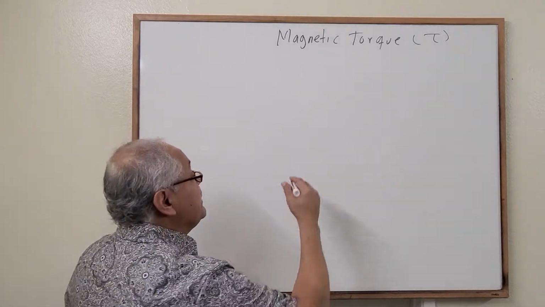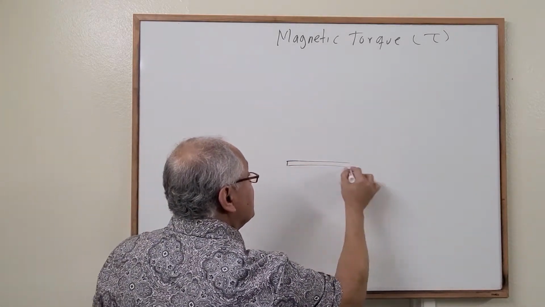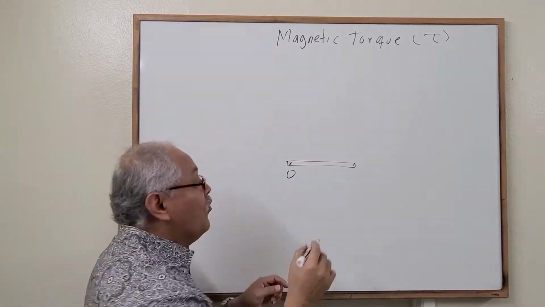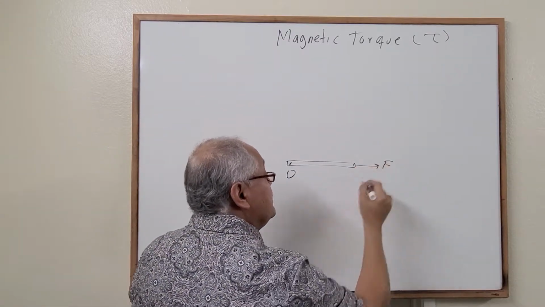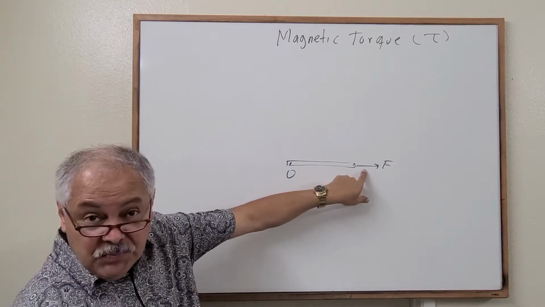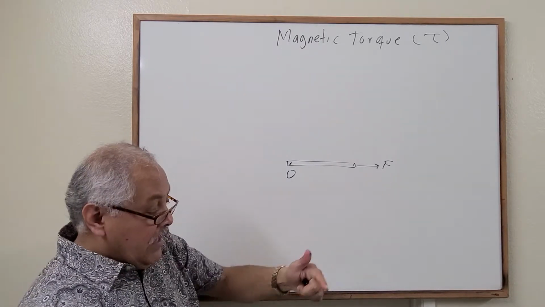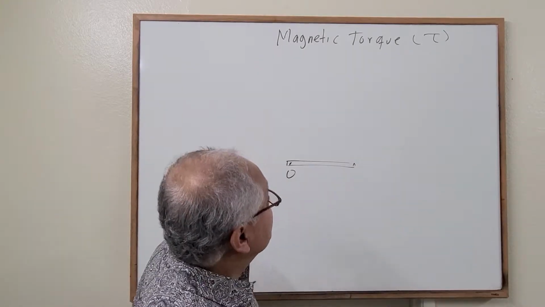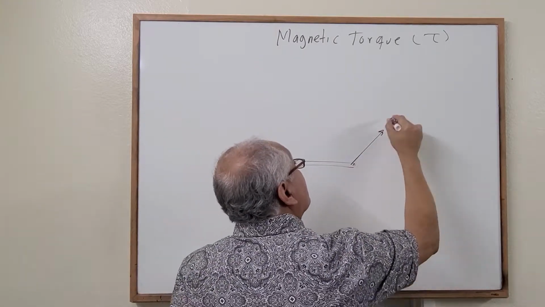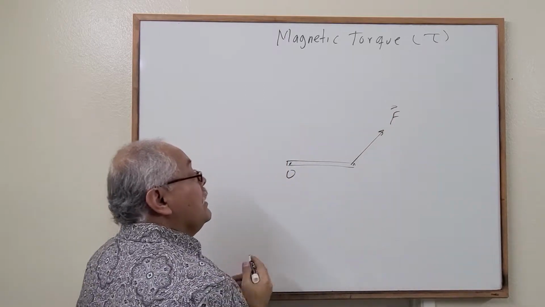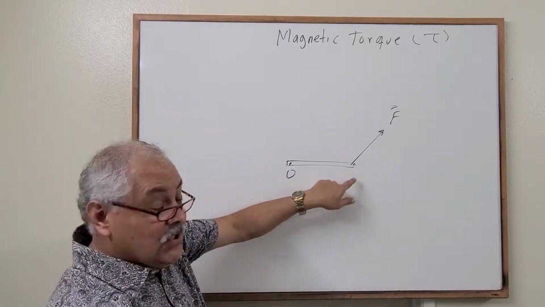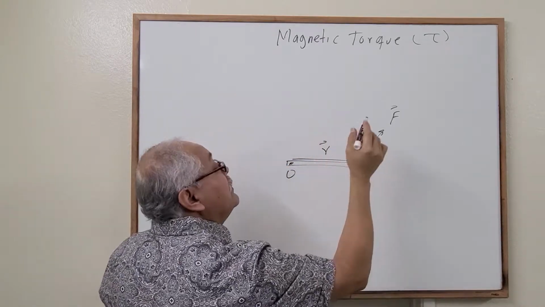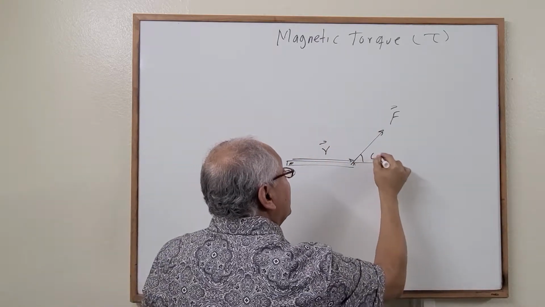Imagine that we have an object that rotates, like a rotation. When we apply a force in this direction, of course, this force doesn't produce any rotation. Now, if we change the direction of the force, imagine in this way. Now that's the force, and this force is applied at some distance from the axis of rotation. This distance is r, correct? And we have an angle theta.